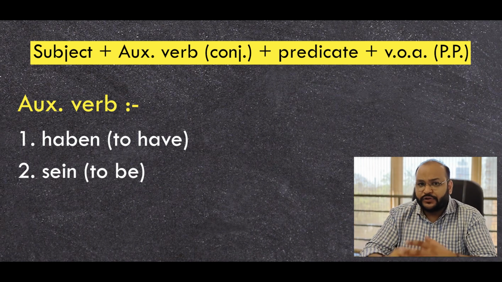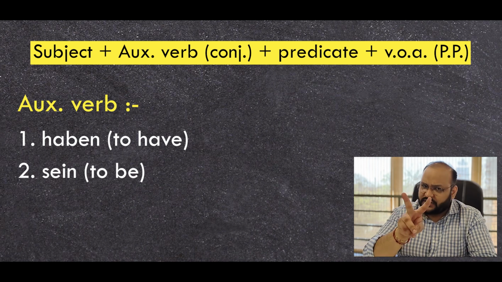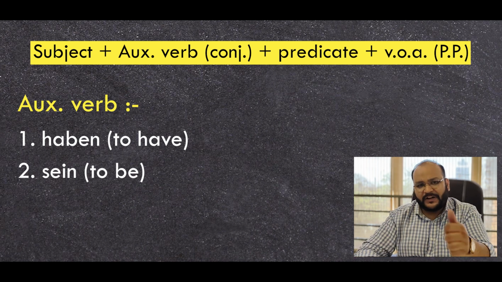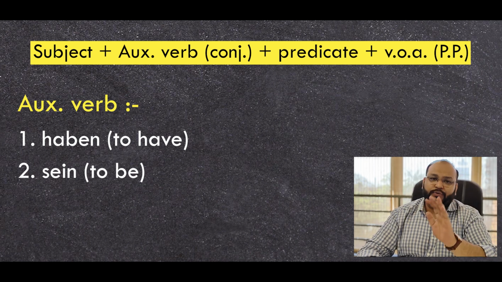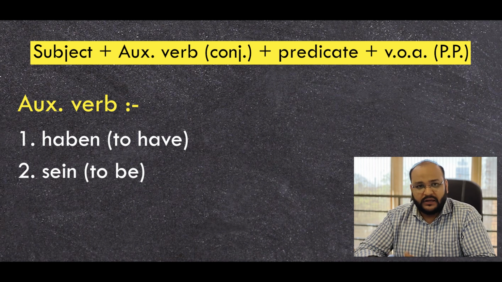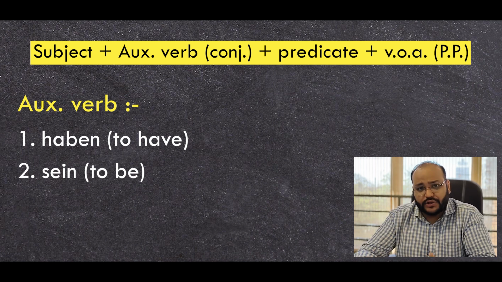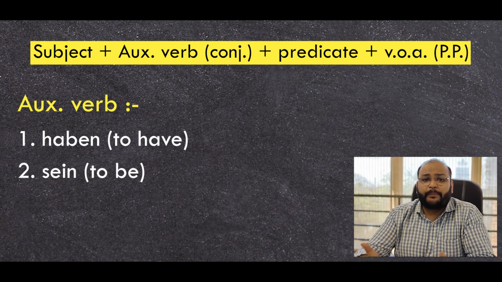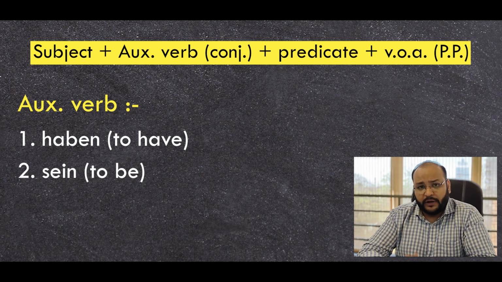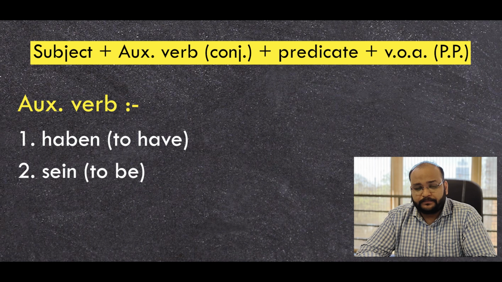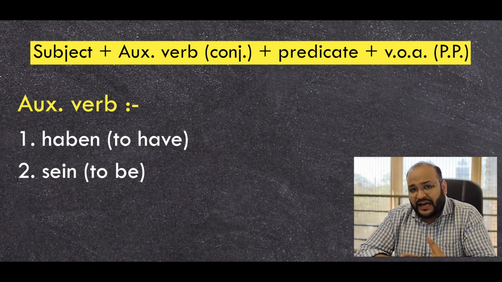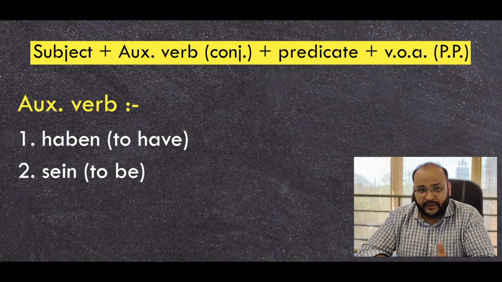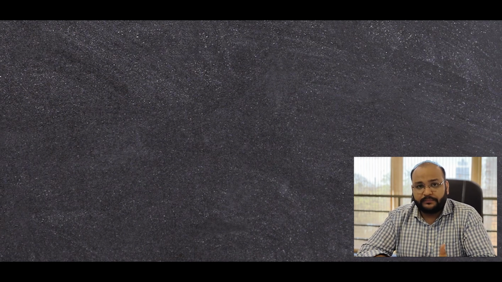So in this entire structure, there are just two things that we don't know. The first thing is, how do we know when I should use haben and when I should use sein as my auxiliary verb? That is the first question. And the second question is how to make the past participle form of the verb without having to mug it up. So let's start. The first question: when to use haben and when to use sein as my helping verb. So let me give you a couple of examples in German itself.